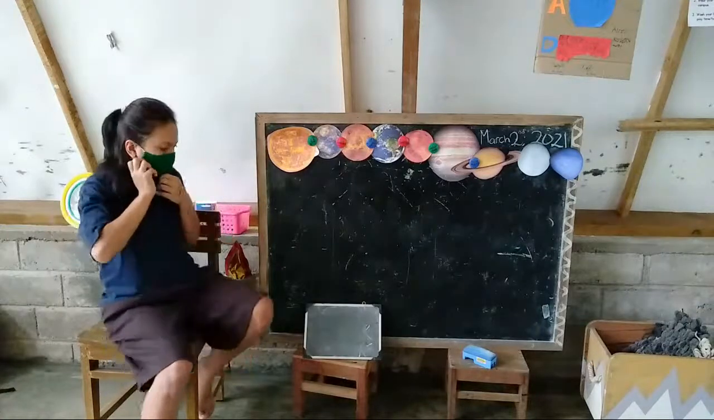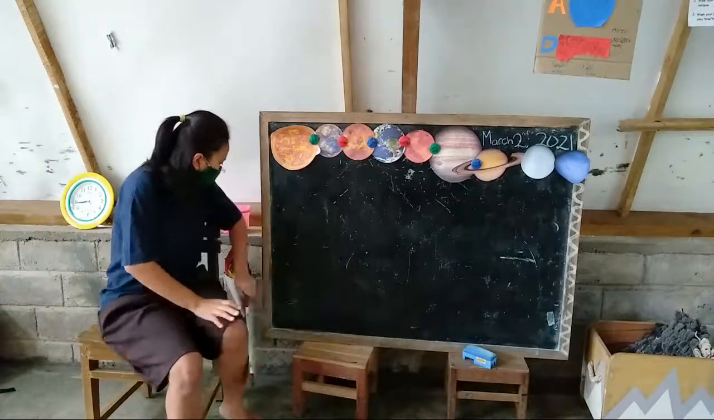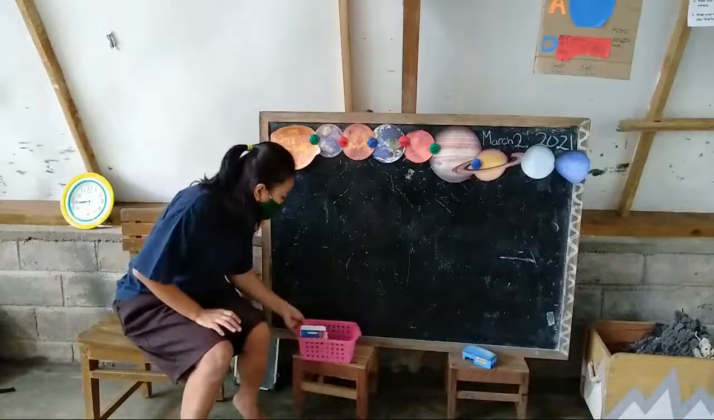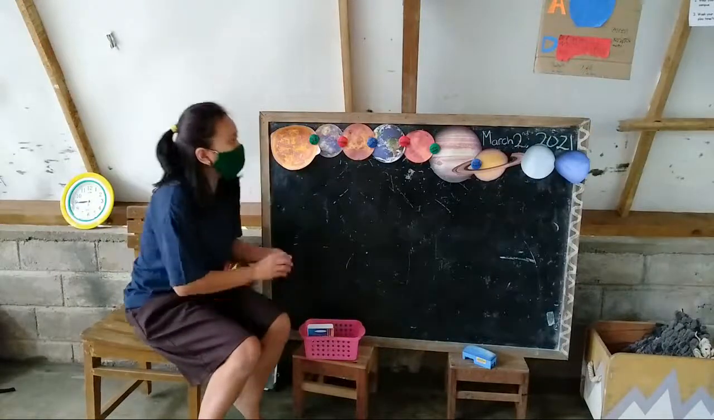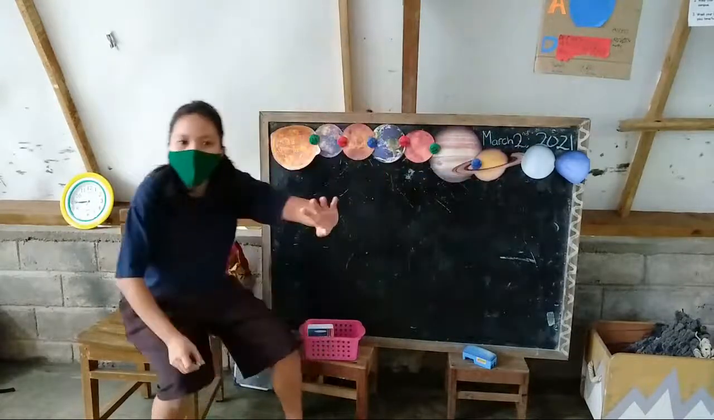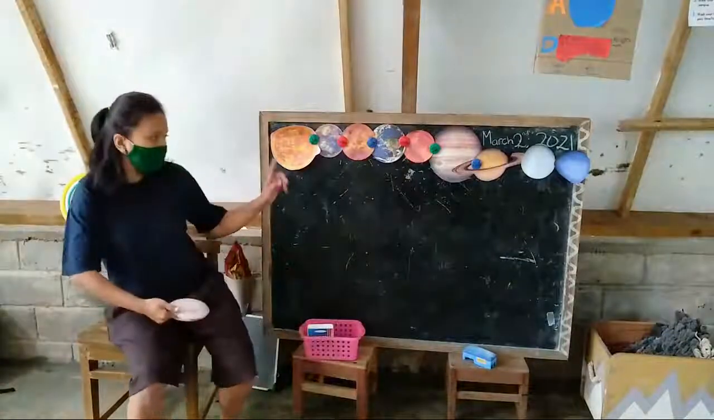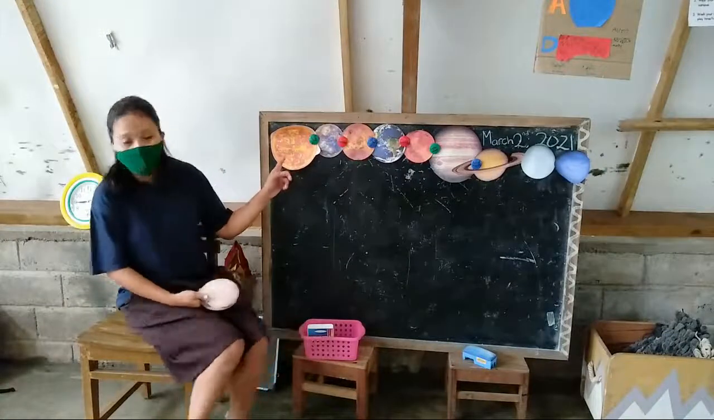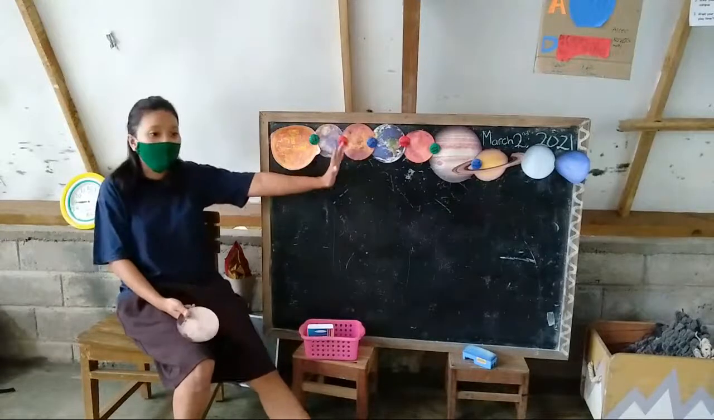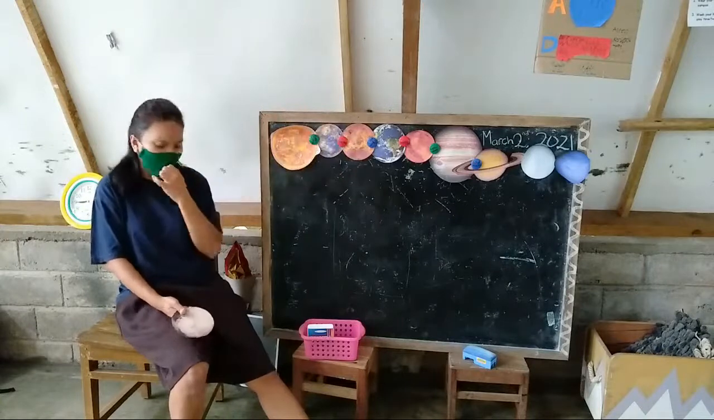Okay, so let's do a quick review about our solar system. Pluto. So this is 1, 2, 3, 4, 5, 6, 7, 8, 9. I don't count this one as a planet. So we have 8 planets in our solar system, right? How many planets do we have? 8.